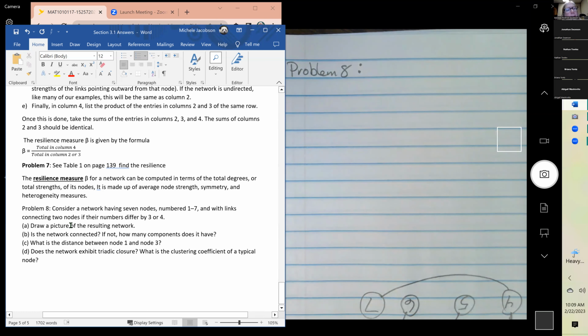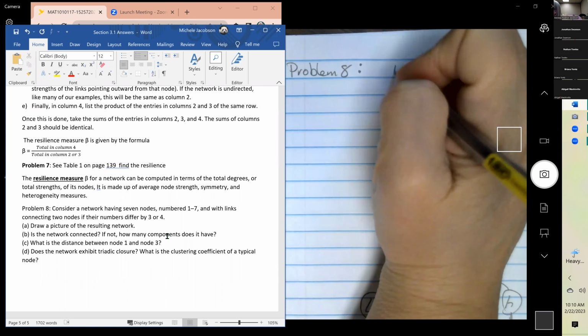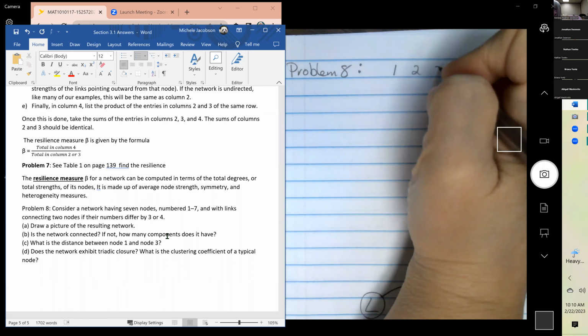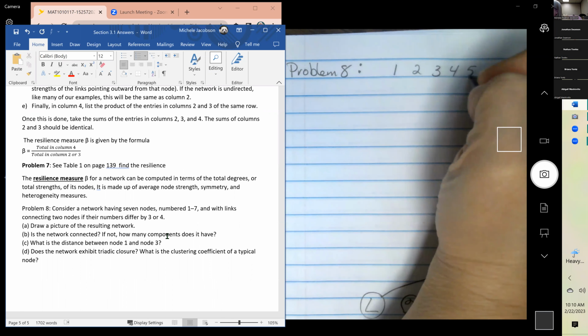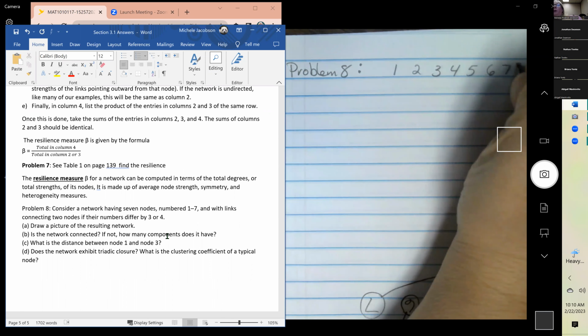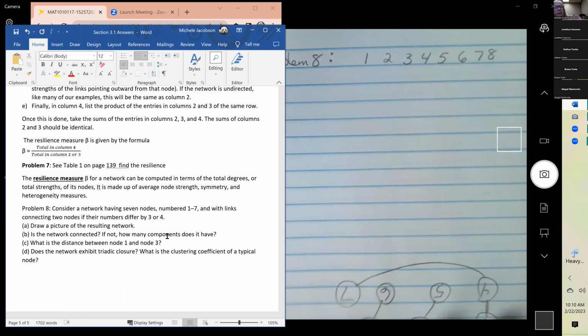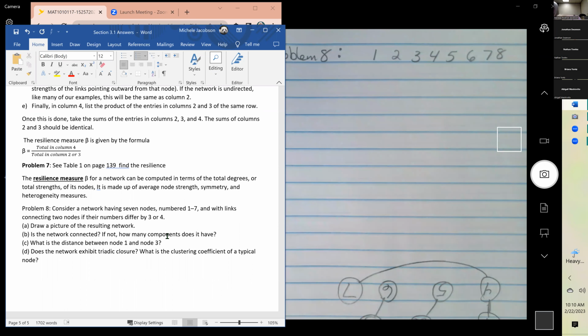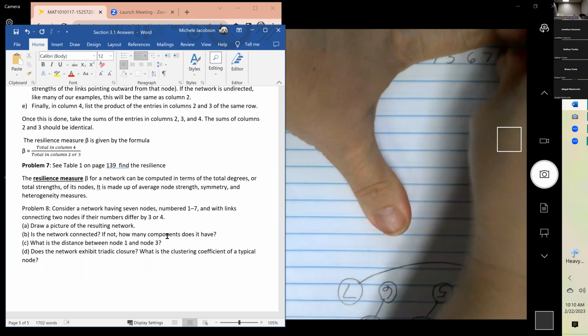It says, consider a network having, again, 7 nodes. But in this case, the links can be different by 3 or 4. Does that mean we get to decide whether or not they're going to be? No, you want both then. Oh, wait, it only went to 7, right? Yeah, it just kept counting.